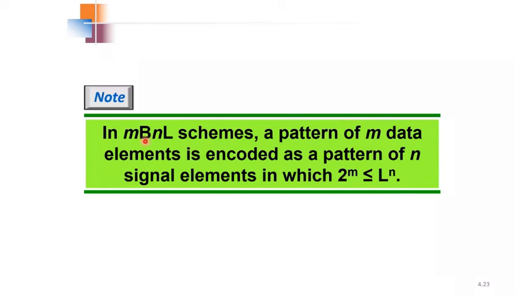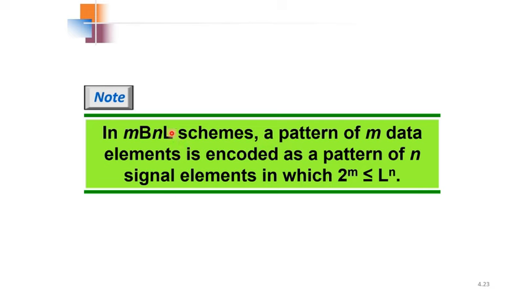B stands for binary and n stands for the number of signal elements. To transmit m bits of data, how many signal elements are being used. That is n. L here is the level basically. If the signals are there, they are represented by how many levels. It is either 2 level, 4 level or 3 level. If it is 3 level, it will be called ternary. If it is 4 level, it will be called quaternary.